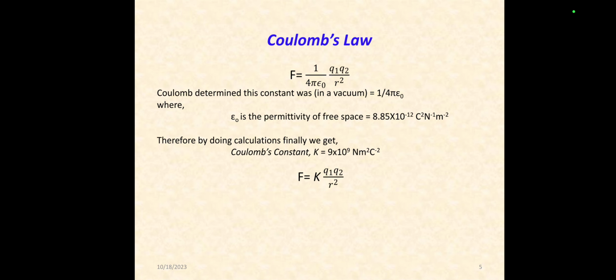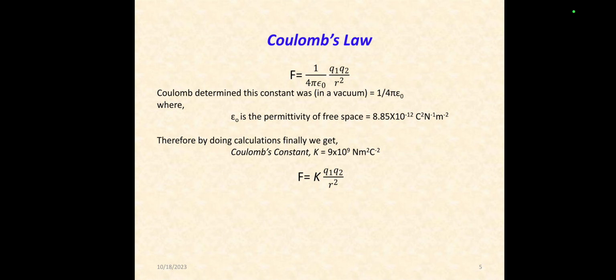So Coulomb's law: F is equal to 1 upon 4 pi epsilon naught, Q1 Q2 upon r square. Coulomb determined this constant in vacuum is equal to 1 upon 4 pi epsilon naught, where epsilon naught is the permittivity of free space and its value is 8.85 into 10 raised to minus 12 coulomb square per newton per meter square. So by doing calculations, finally we get Coulomb's constant, that means K. K means 1 upon 4 pi epsilon naught.